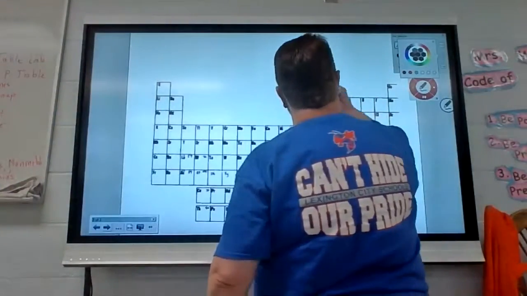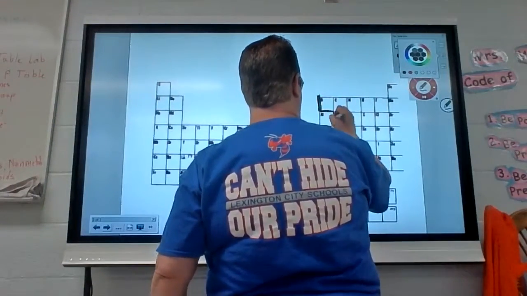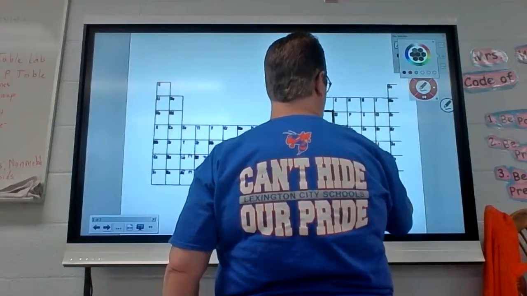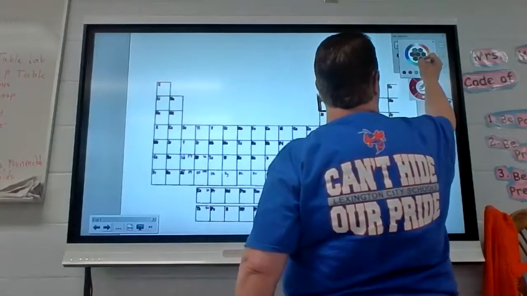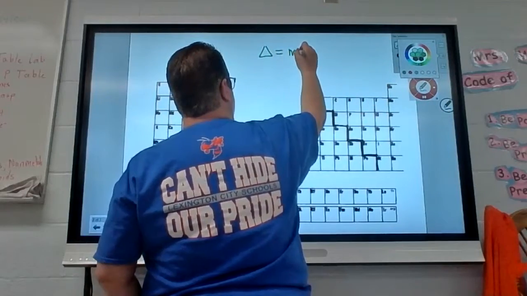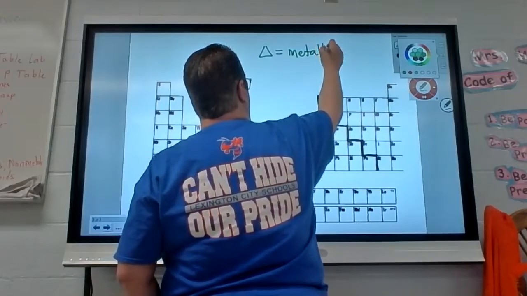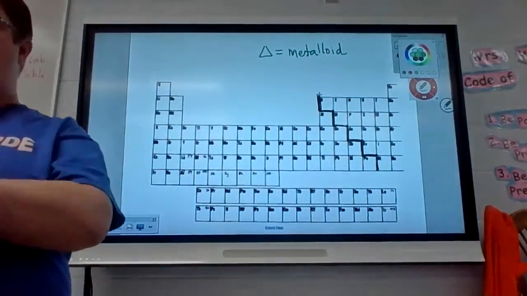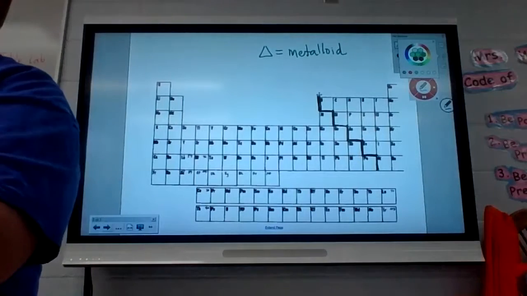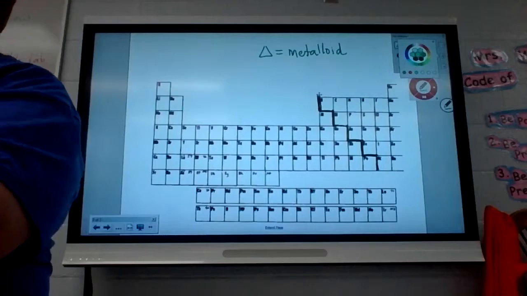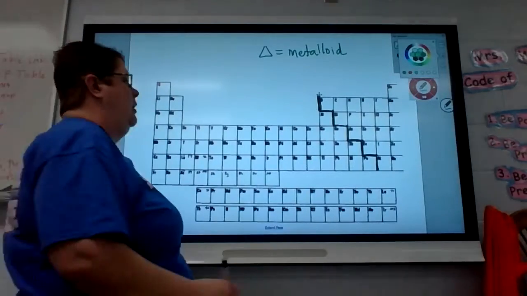All right. So I'm drawing my staircase again. All right. I'm going to use green. I'm going to use a triangle. This is a metalloid. So metalloids. How many were there? Where were they at? Where were the green elements? On the stairs.